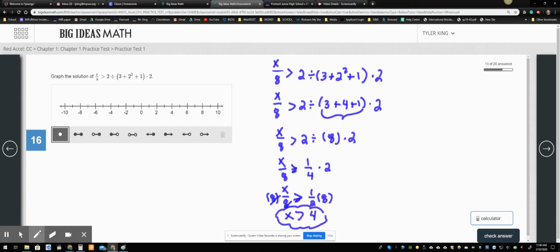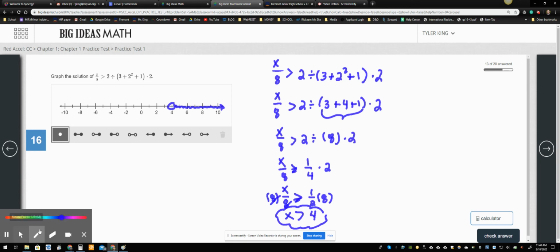So when we're looking at this, we're going to see that x is going to be greater than 4, so we go to 4, and that's our critical value. It's going to be an open circle because it cannot be equal to 4. It's just a greater than sign. Because we're going to all numbers greater than 4, we're going to be going to the right. So we can go to numbers that are bigger than 4.